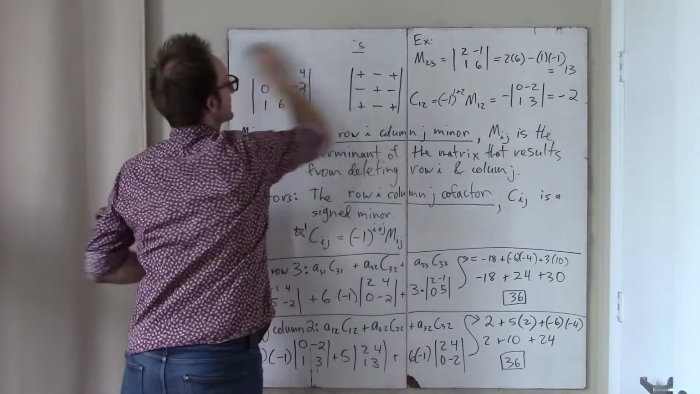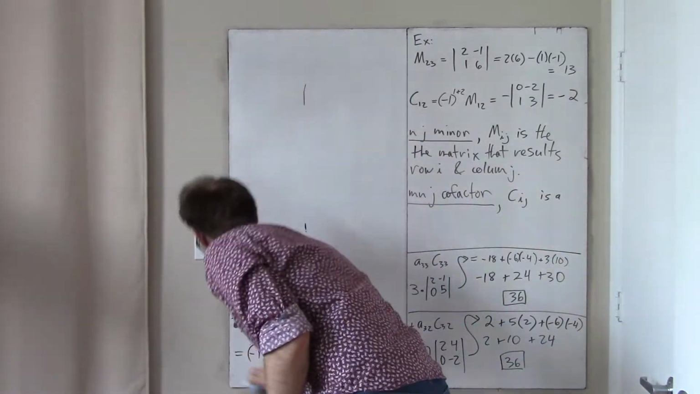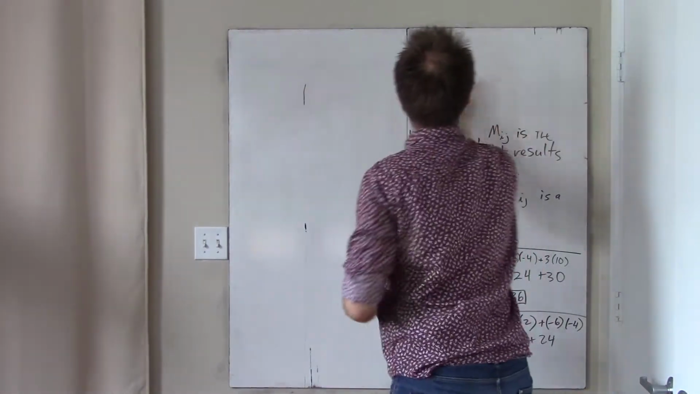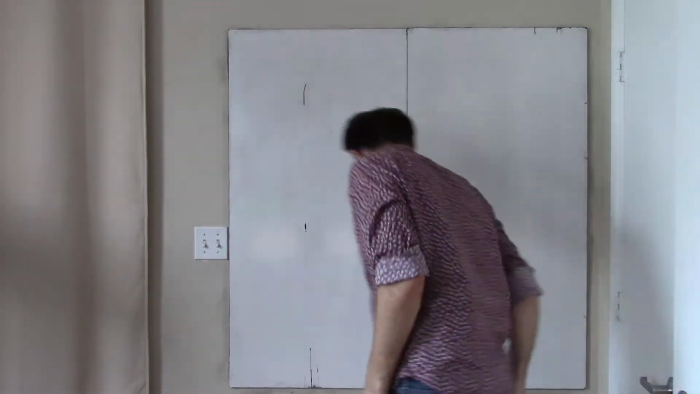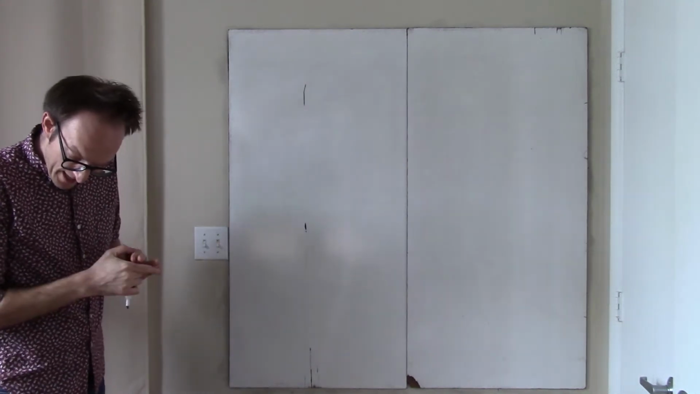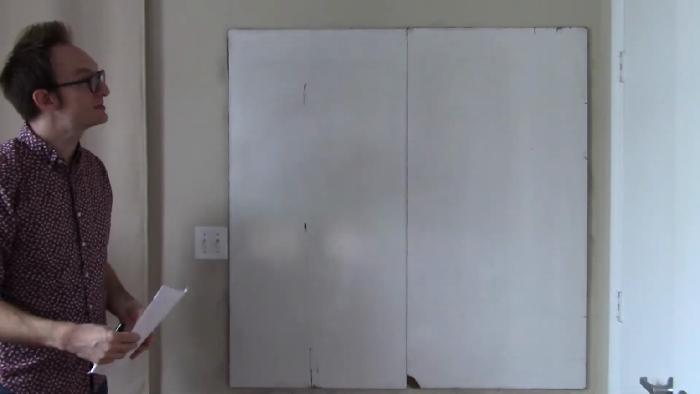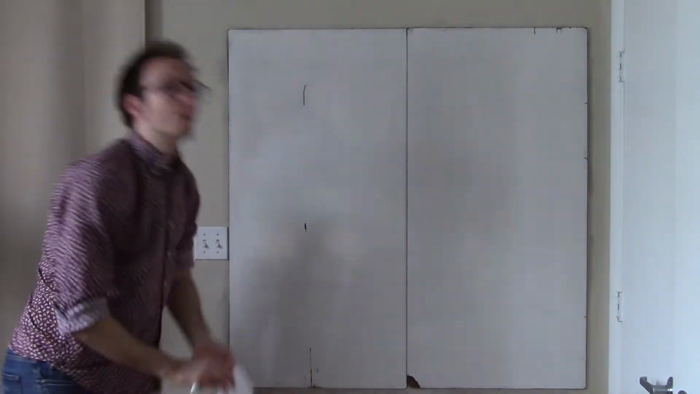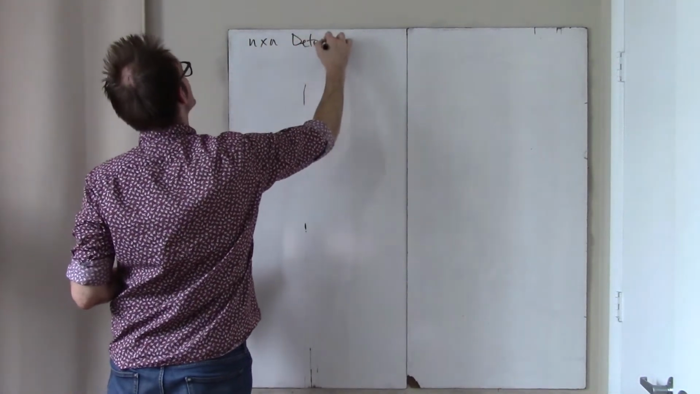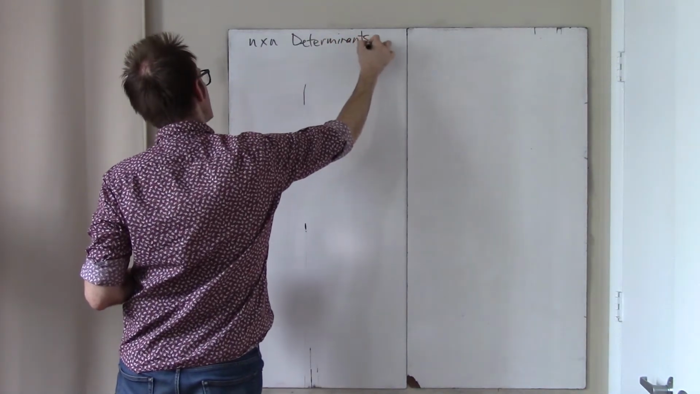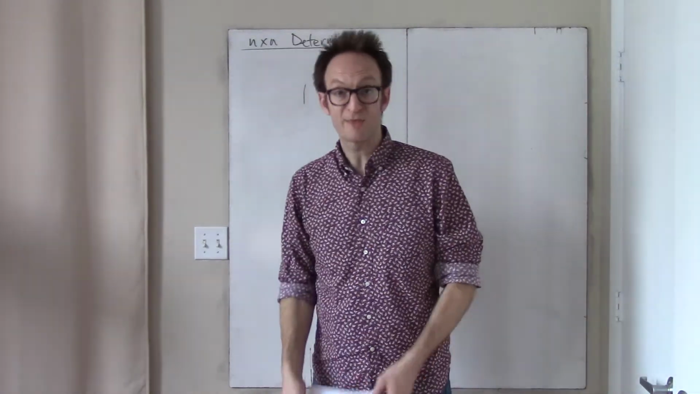Just erase this. Trying to keep this video sort of short. Well, the thing I just explained to you was more general than just computing 3 by 3 determinants. What I've really explained is a general method for computing determinants of any size. This method is called expansion by minors.